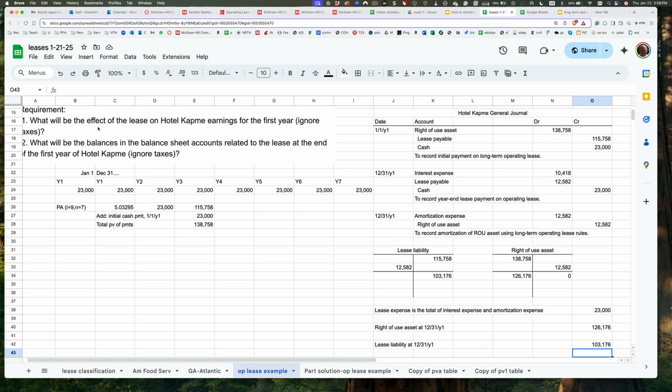What will be the effect of the lease on Hotel Capmate's earnings? Well, it's going to be 23,000. The sum of the interest expense and the amortization expense, 23,000, which equals the straight line of the rent, just as if it was rent expense over the life of the asset, straight line. Right of use asset, 126,176, and the lease liability, 103,176.